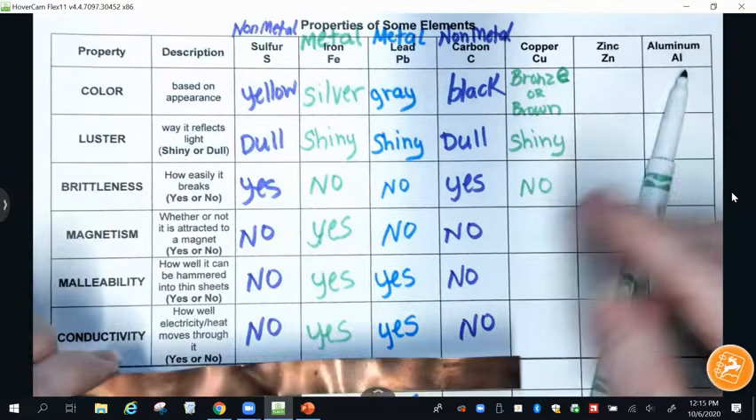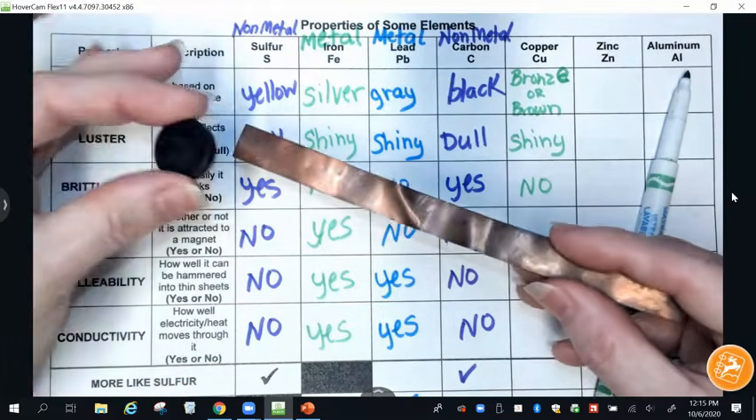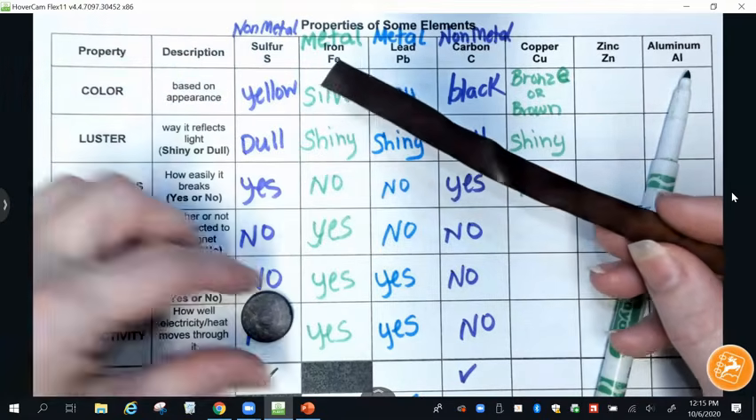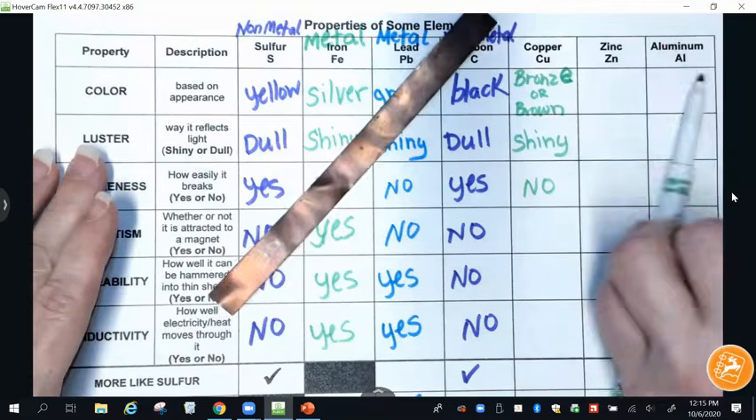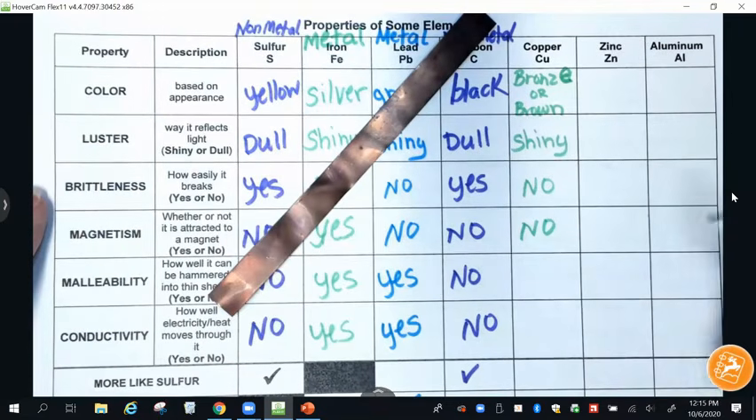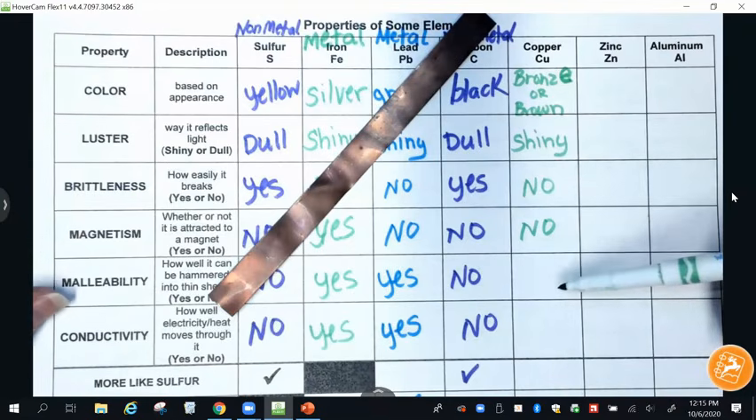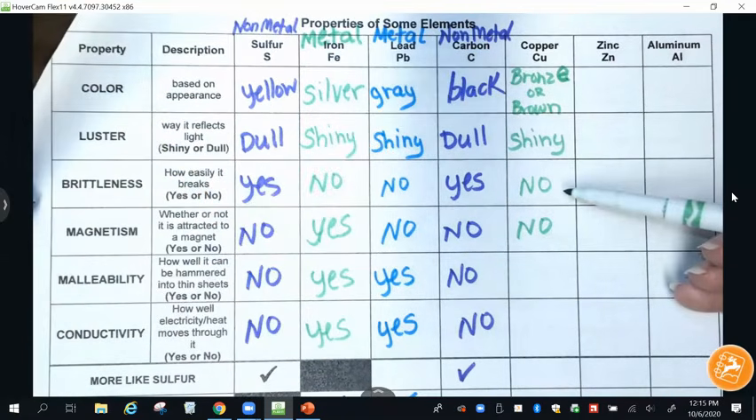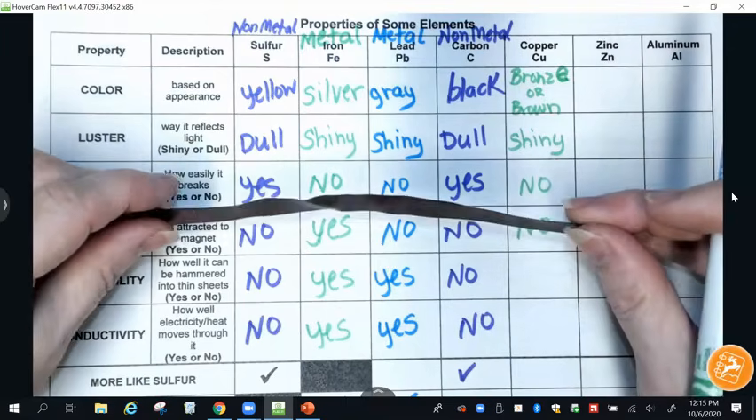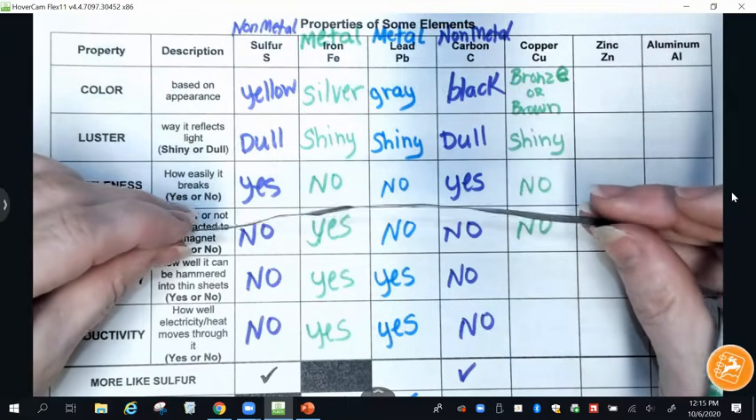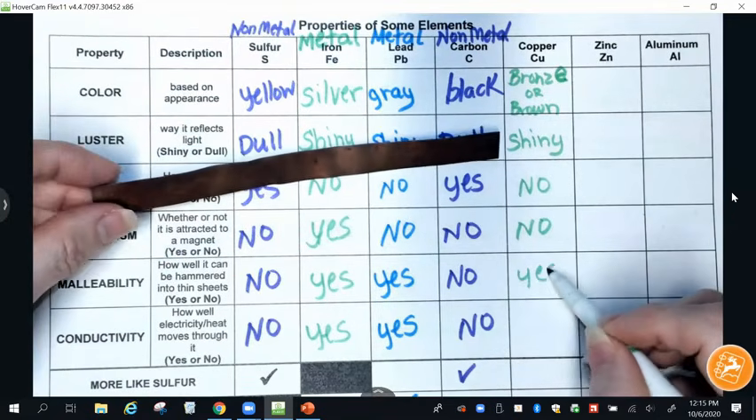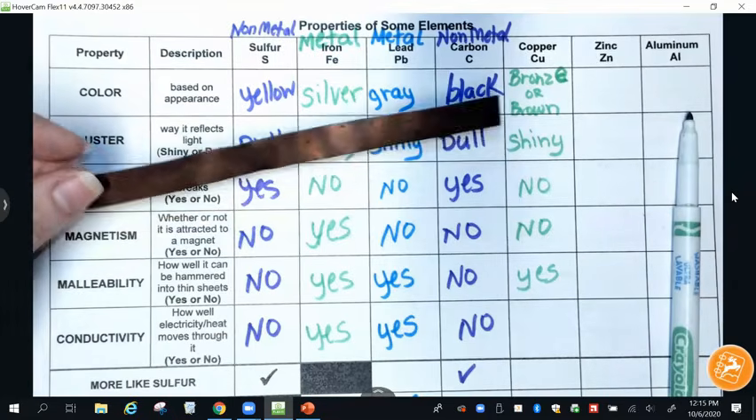For magnetism, let's check with the magnets. Try again. No. Okay, so no for the magnetism. Malleable. Remember, look at your brittleness, and that will help you with your malleability. So we said it's not brittle. So for malleable, can this be made into a thin sheet? Yes. Well, the sample I have is already a thin piece like that. So we say yes.